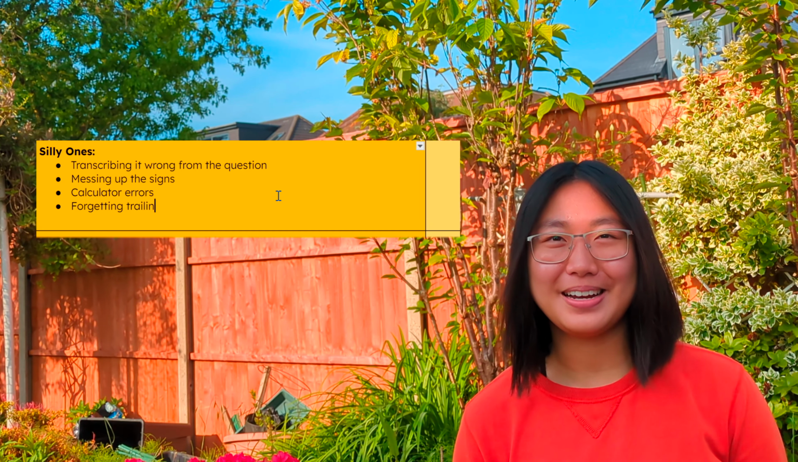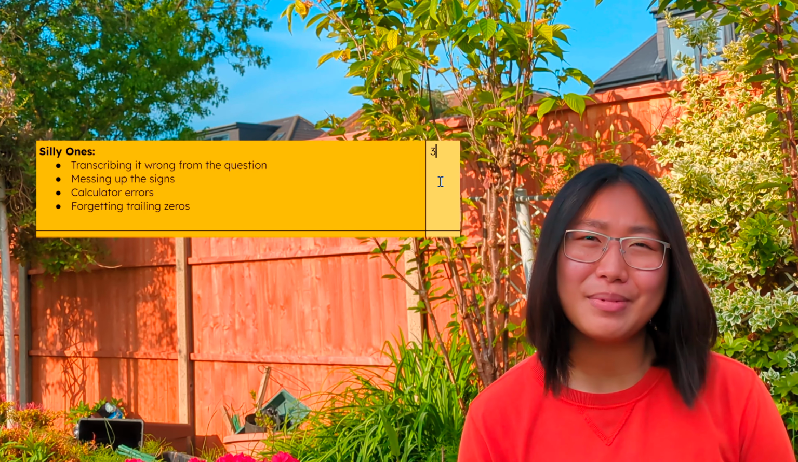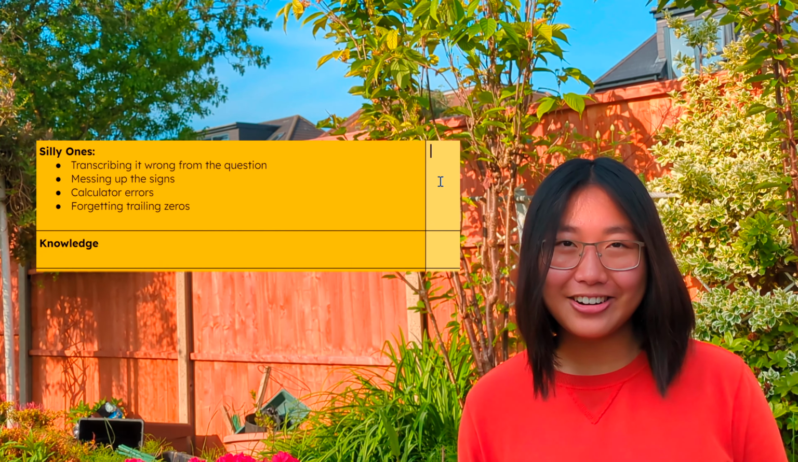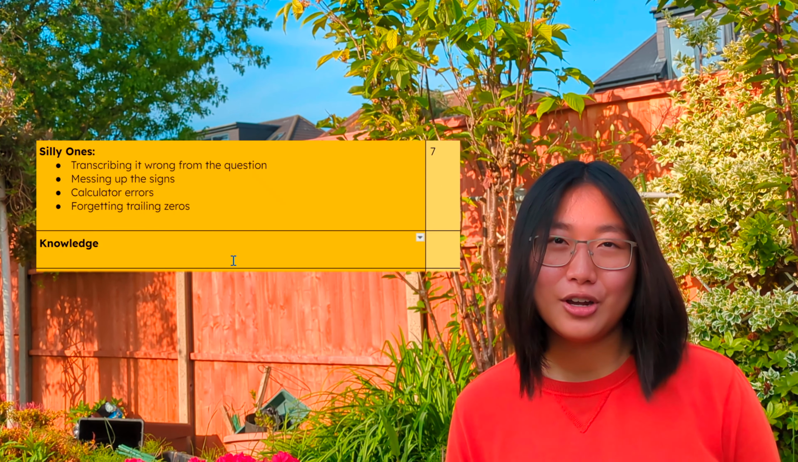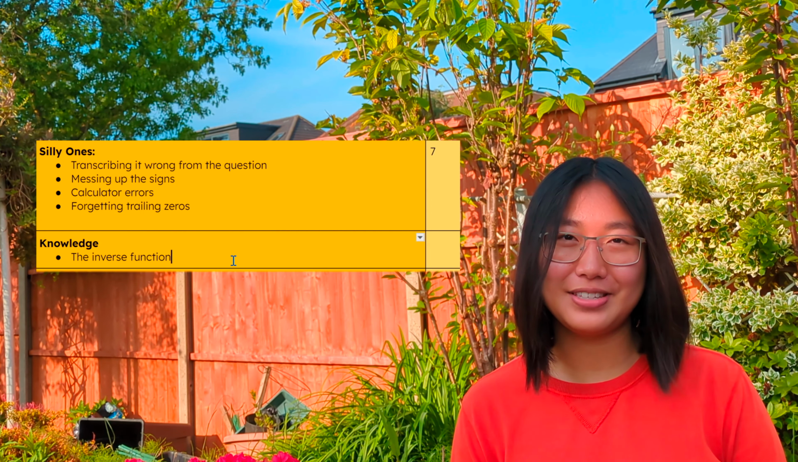I tend to lose marks in two categories. The first being silly mistakes, like typing the numbers wrong into my calculator or forgetting trailing zeros. For you, it might be different though. The second category is knowledge mistakes. For example, not remembering or forgetting how to find the inverse function of something.